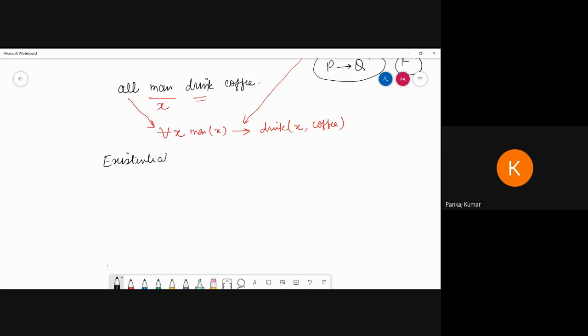Additional quantifier. The symbol we can represent as the opposite of A, that is called a symbol. So we can represent it as an existential quantifier symbol. Now in the universal quantifier we can use the implication, and in the additional quantifier we can always use 'and', or we can say conjunction.